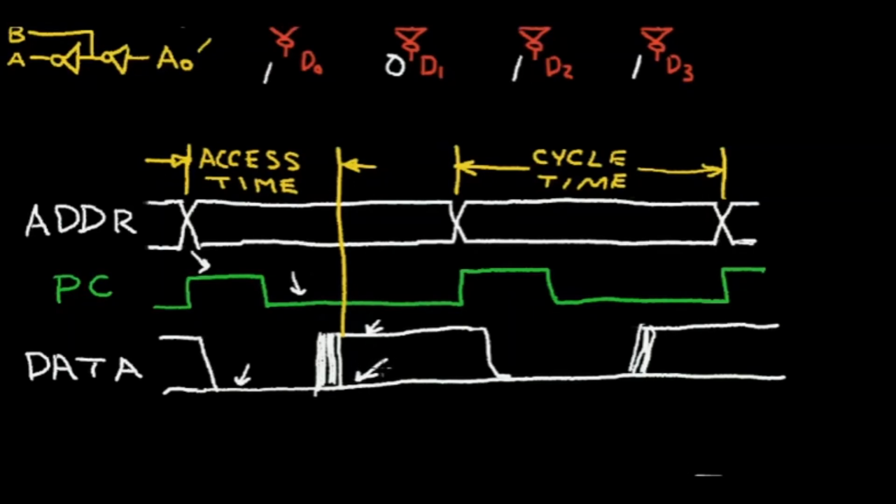Now, the key timing parameter for the ROM is the access time. When I change my address, for example, right here, I have to wait a certain amount of time for my data at the output to become valid. A very fast ROM may become valid here. For a slower ROM, it may become valid here. So the access time is the time I must wait for the data to become valid. The cycle time shown here tells me how quickly I can change the address.